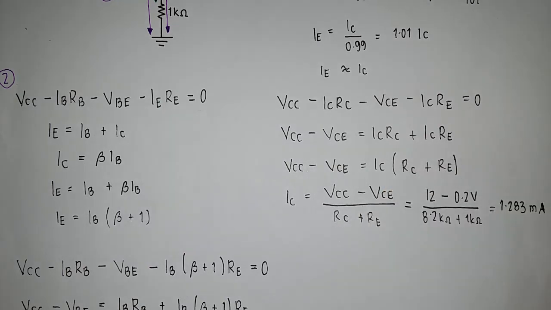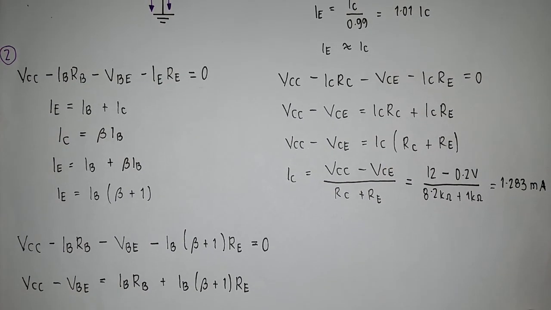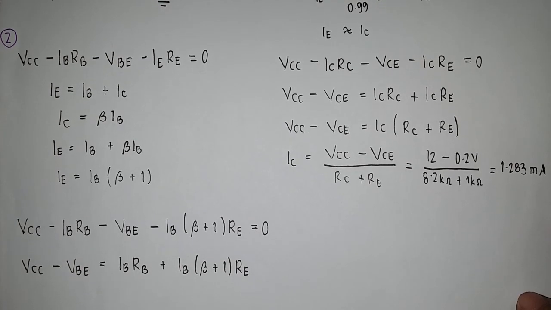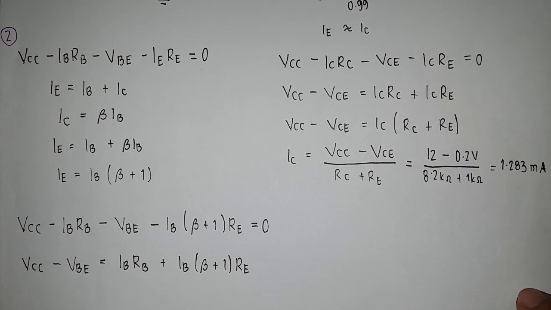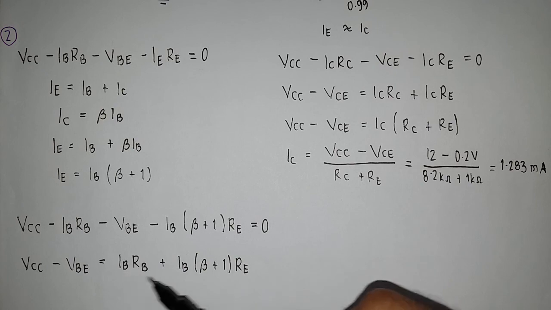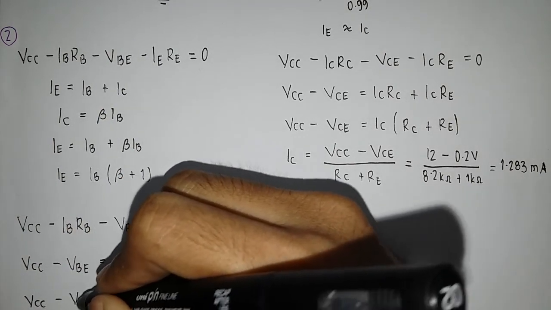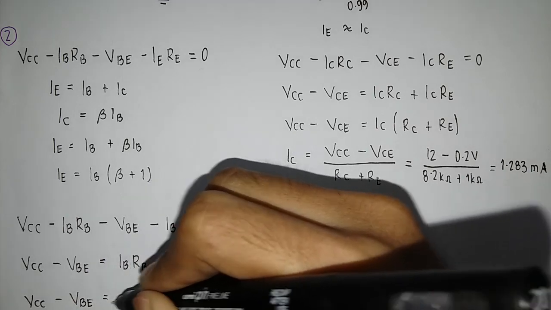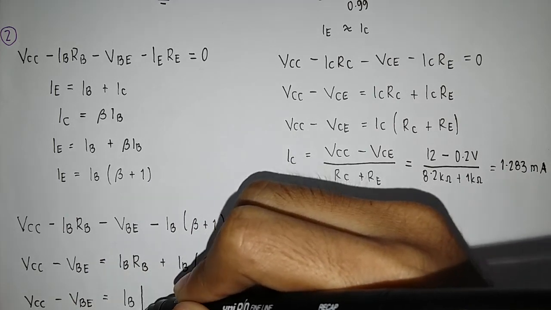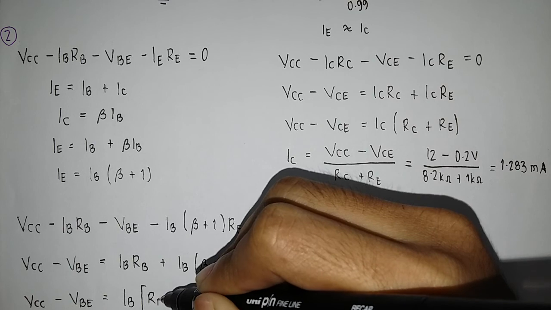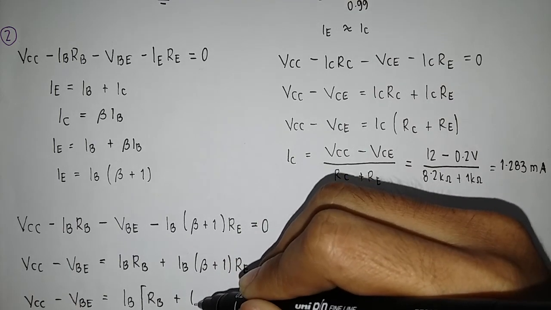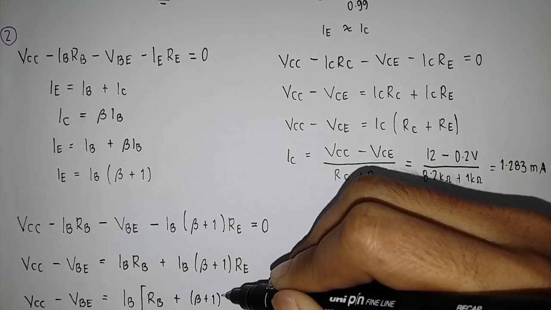Now, sorry, di pala kita. So, ang mangyayari, susunod na gagawin natin, i-factor out natin yung variable IB. So, makuha natin VCC minus VBE is equal to IB times the quantity of RB plus beta plus 1 RE.